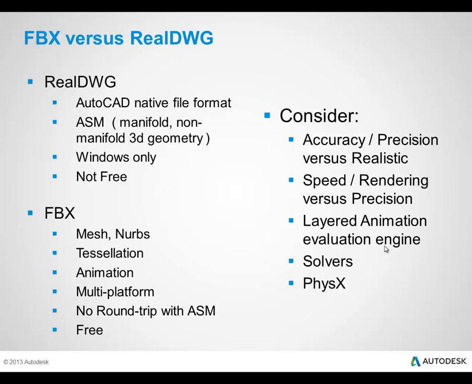RealDWG as a toolkit only exists on Windows. Now the DWG format is compatible on the Mac, for example, and some of the other platforms, but RealDWG currently as an SDK is only supported in Windows. And it's also not free. Okay? In order to use RealDWG, you have to license it from Autodesk. And I don't know exactly what the business model is in China, but typically it's a subscription model. You pay Autodesk a certain amount of money every year to use the DWG SDK.